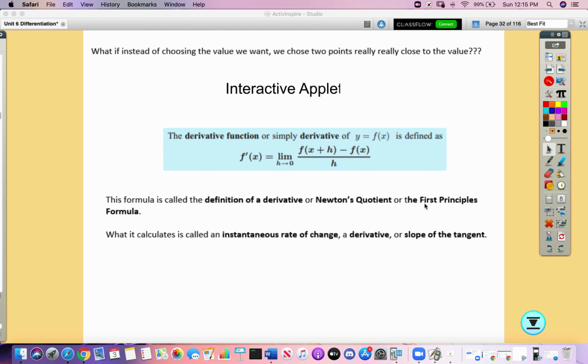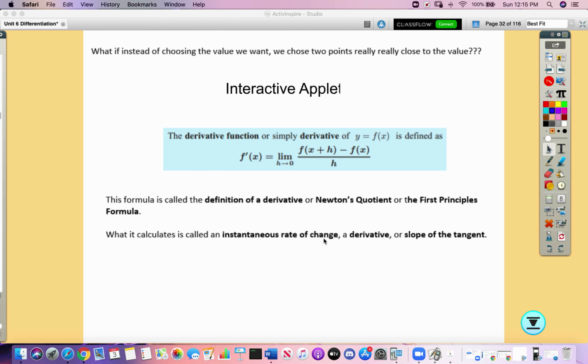So you will hear it a lot of different ways, but this is how you know that you need to calculate a derivative using limits when you see one of these 3 things: the limit definition of a derivative, Newton's quotient, or the first principles formula. And what this does is it will calculate the instantaneous rate of change. It's almost like it's making up a second point that is zero away from your first point, if that makes any sense. So this is going to give you instantaneous rate of change, a derivative, or the slope of the tangent.